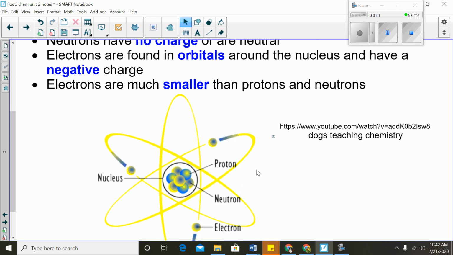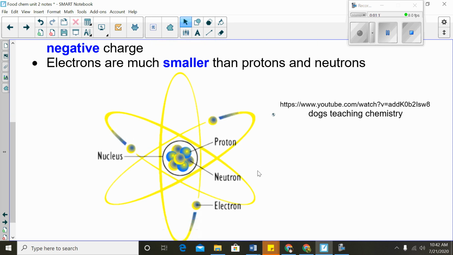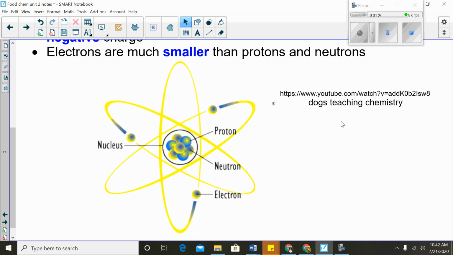Electrons are found in orbitals around the nucleus and have a negative charge. And electrons are much smaller than protons and neutrons. And here you can see the electrons. Now this video right here, Dogs Teaching Chemistry, is super cute, and it's a nice little refresher about the structure of the atom.